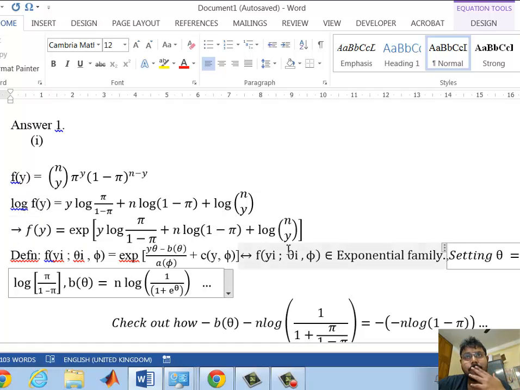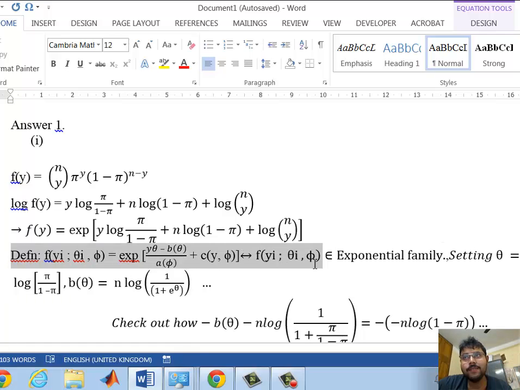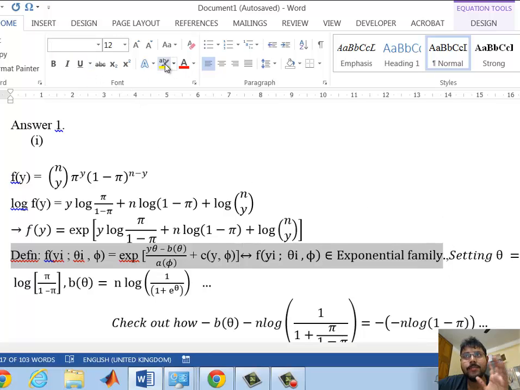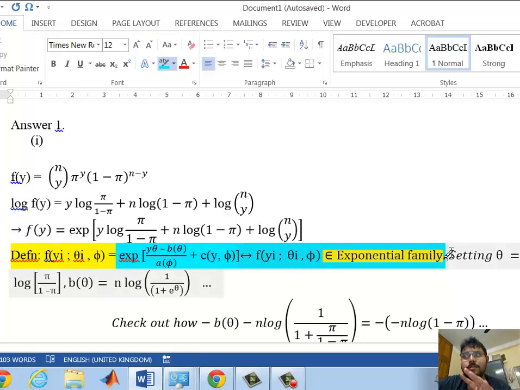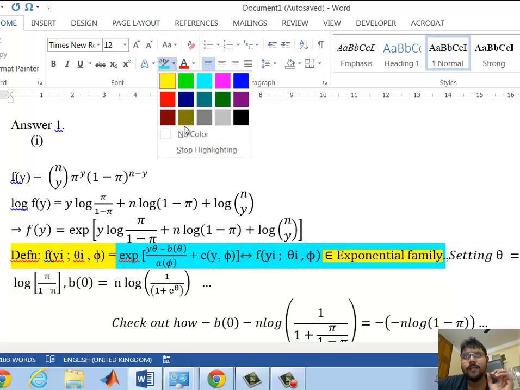And then what I start with here is, you need one definition of the exponential family. You need to know this by heart, this part. This definition will be useful every time you are thinking about the exponential family.